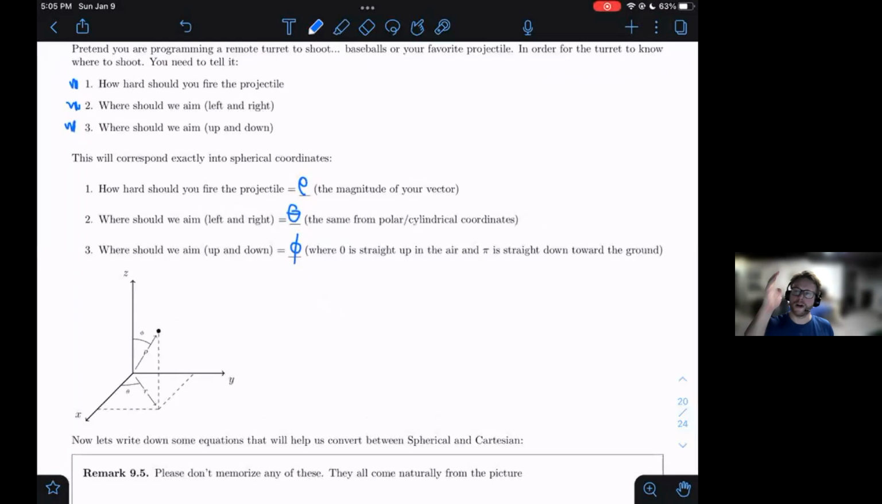So this is, again, where you're looking up and down. If you have a phi value of 0, you're looking straight up. If you have a phi value of pi over 2, you're looking straight out. And if you have a phi value of pi, you're looking straight down.